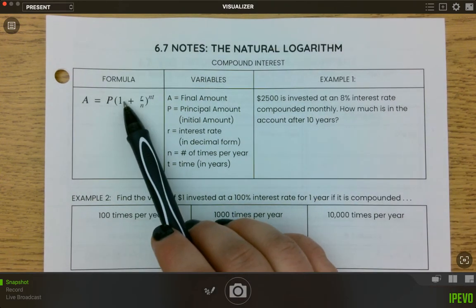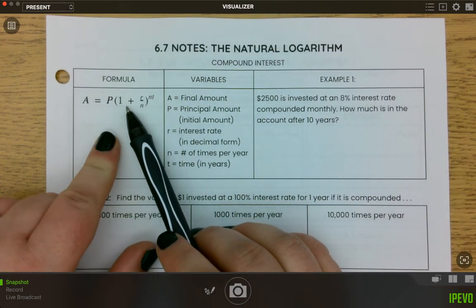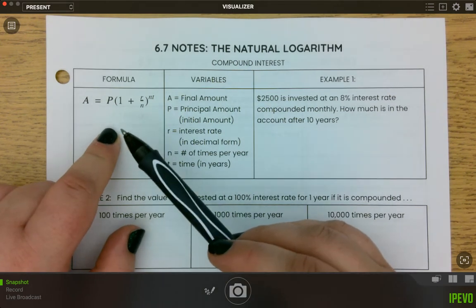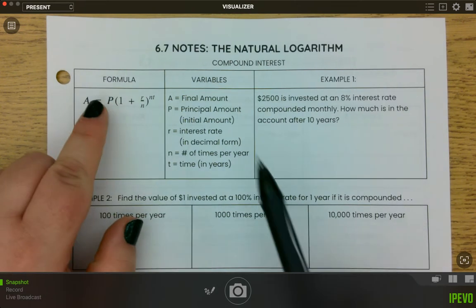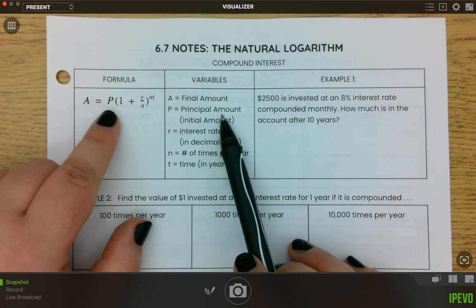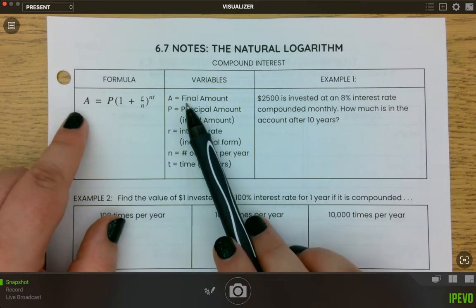And this is the formula for compound interest. It's similar to exponential growth and decay, but this represents how banks and other institutions actually calculate interest rates. So, first we have the principal amount P. This is how much it starts with. A is the final amount.